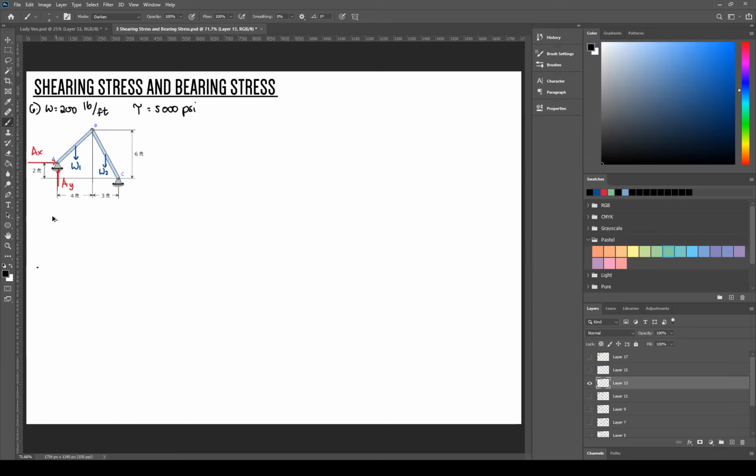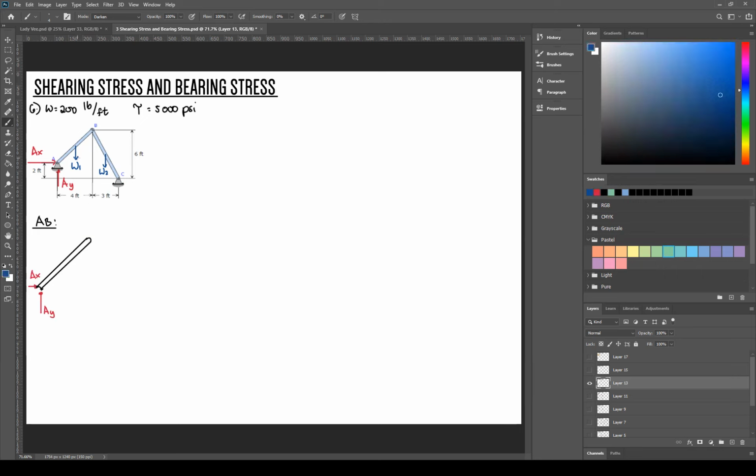So the first step in method of members is isolating a member. I need A, so I'm going to isolate AB first. There, that's your bar, right? And then I got reactions here already, so I'll just apply that to the drawing. This is AY, and then this is AX.